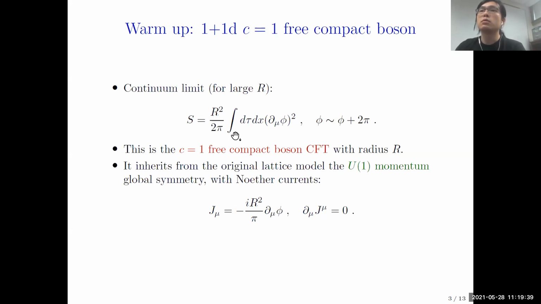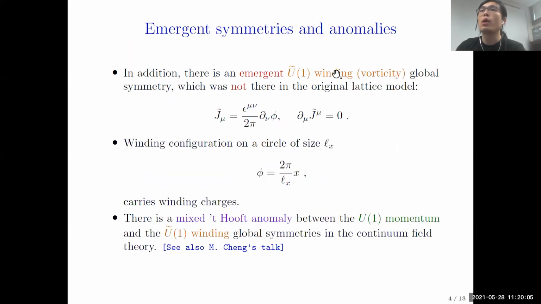So first of all, this continuum field theory inherited from the original lattice model a U1 momentum global symmetry, which simply shifts phi by a constant. And this current is given by J mu, and it obeys the standard current conservation equation, namely d mu J mu equals 0. So in addition to this U1 momentum global symmetry, this continuum field theory also has an emergent winding symmetry. This winding symmetry was not there in the original lattice model. It only exists in the continuum field theory.